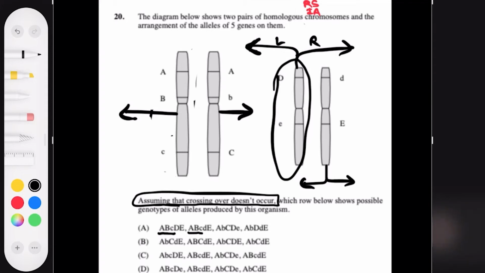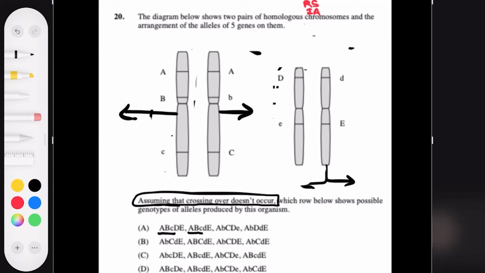What about here? Yes or no? Maya, your turn. How about the D and E? What do you think about that, Maya? So you see a capital D and capital E. Can we inherit a capital D with a capital E? No, because if you have a capital D, you must have been inheriting this chromosome, and unless crossing over occurred, a capital E could not have jumped across. Do we all understand that? Right? This is actually quite a simple question. So A is out of the question.